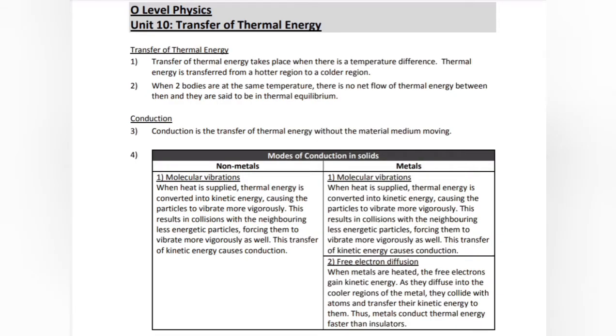O-Level Physics Unit 10, Transfer of Thermal Energy. 1. Transfer of thermal energy takes place when there is a temperature difference. Thermal energy is transferred from a hotter region to a colder region.